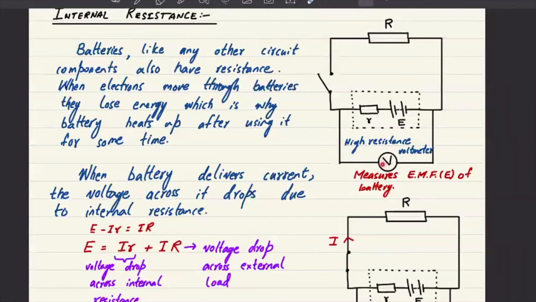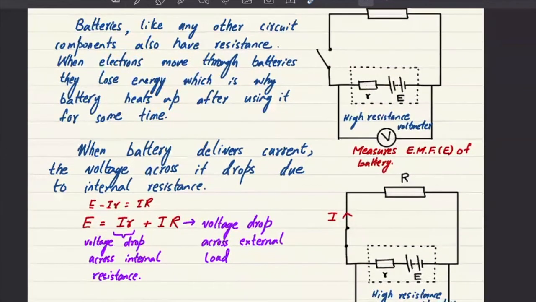One is without the drop across the internal resistance, that is when the battery is not supplying current. The other is when the circuit is closed and the current is flowing, and that is when some drop occurs across the internal resistance, so the voltage that appears is lower than when the switch is open. The voltage without the drop across the internal resistance is called EMF, represented by E. And the voltage after the drop is called terminal potential, and it is represented by V subscript T.